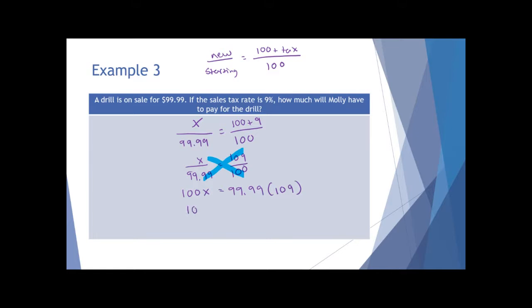So I'm going to do that on my calculator. That gives me a large number here. So that's 10,898.91. And then we divide both sides by 100. And so that essentially moves the decimal point to the left twice. And because this is in dollars, we're going to round it to 2 decimal places because this is money. So this is going to give us 108.99 when you round it to 2 decimal places, because you get 0.98991.